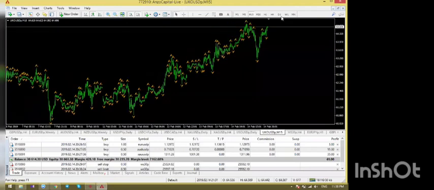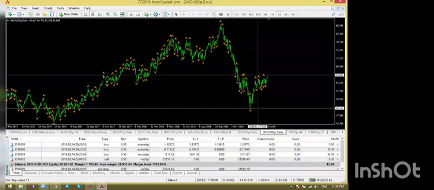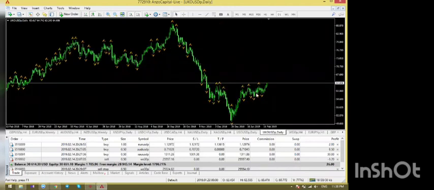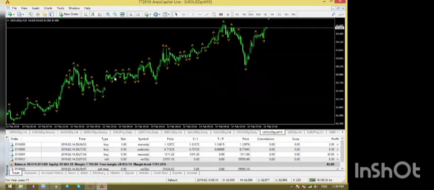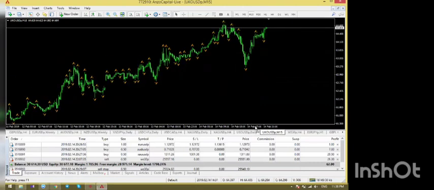Wait, it might confuse you. Excuse me, this is the daily one, not the 15 minute. Okay, so this is when the market was closed down yesterday. Let me wait a sec. It's around this zone. Yes.